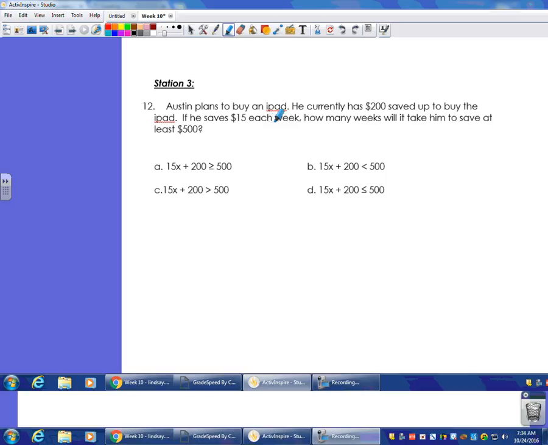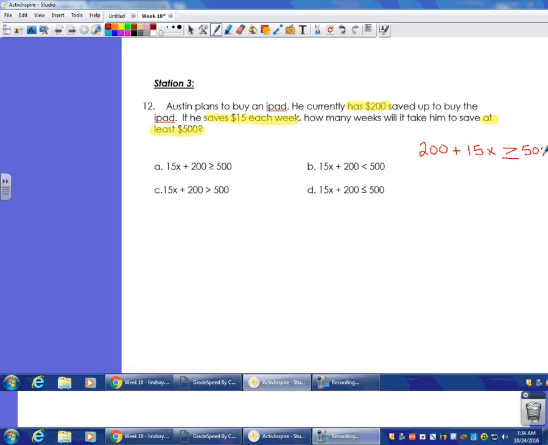So first we know he has $200 and he saves $15 each week. And we want to figure out how long it will take him to get at least $500. So the first thing we know is we would write that 200 down because he has that. If you're saving money, we're going to be adding 15 each week. We don't know how many weeks, so that would be 15x. And at least means we don't want less than $500. We want more than or equal to $500.